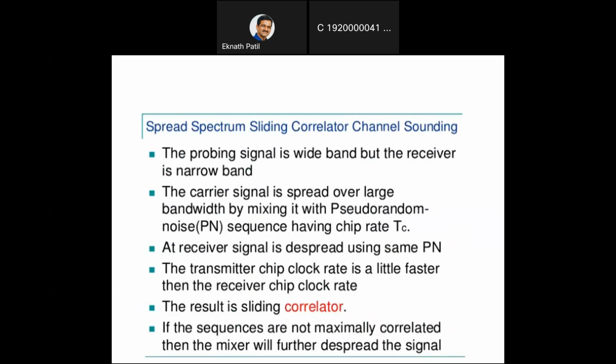And spread spectrum is nothing but this: any channel is there, modulated or unmodulated, whatever signals are there. These signals are added with the pseudo noise code, and when we add the pseudo noise, the bandwidth goes on increasing. That is the one thing we have to keep in mind. And at the end, the pseudo noise we have to separate out, and for that we must know what type of pseudo code is added. So that is the thing. It is basically used for spying techniques, or we can say for security purposes only. So spread spectrum sliding correlator channel sounding is there, and the problem is the signal is wide band, but the receiver is narrow band.